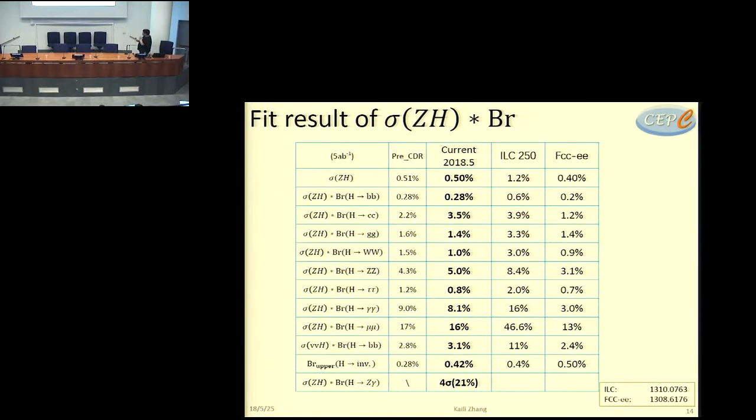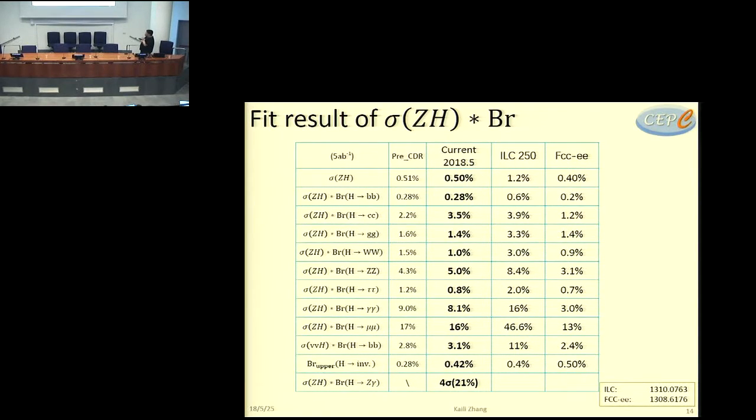So here in slide 14, we can see all the fit results of the current CEPC channels. Here we can see the pre-CDR result and the current CEPC result at 240 GeV, the ILC 250 GeV, and the FCC-ee result. For the ILC result, the current CEPC result shows a better performance than the ILC.